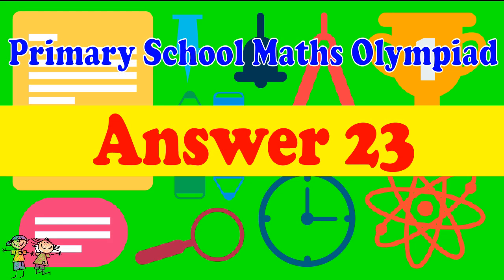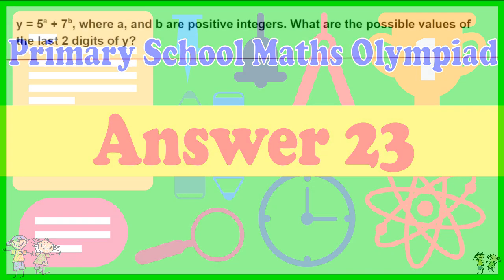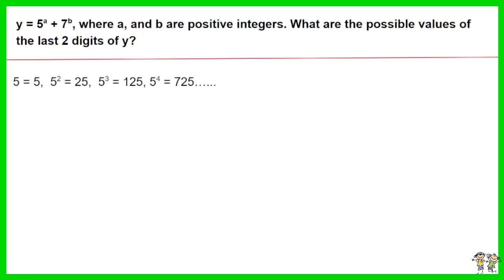Answer for question 23. 5 to the power of 1 equals 5, 5 to the power of 2 equals 25, 5 to the power of 3 equals 125. As such, the possible last two digits of 5 to the power of A equals 00, 5 and 25.